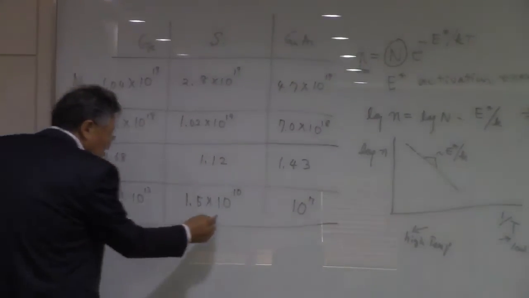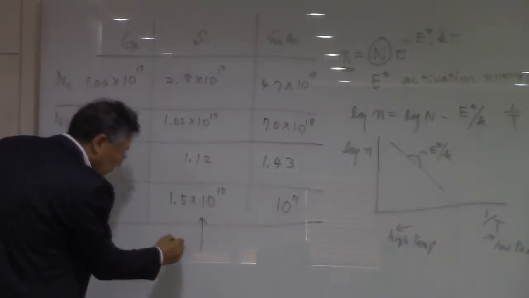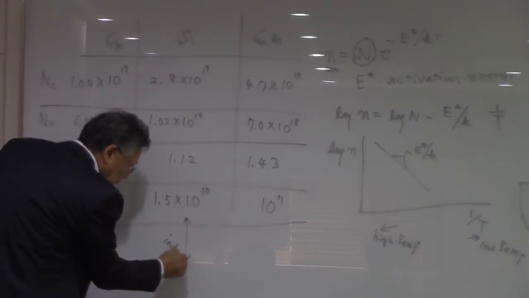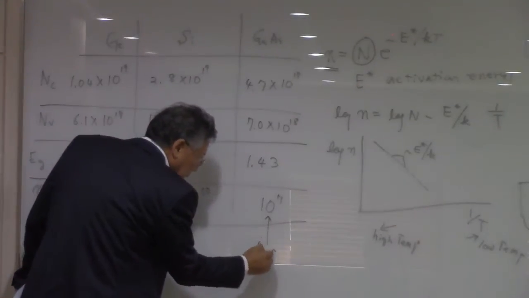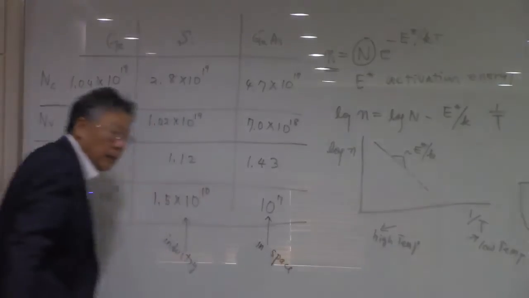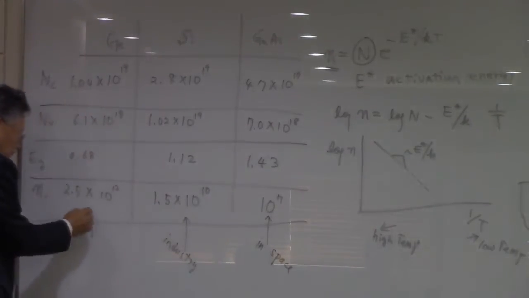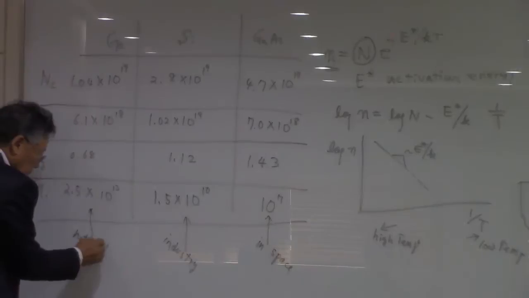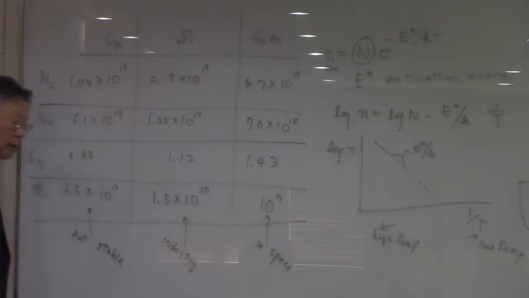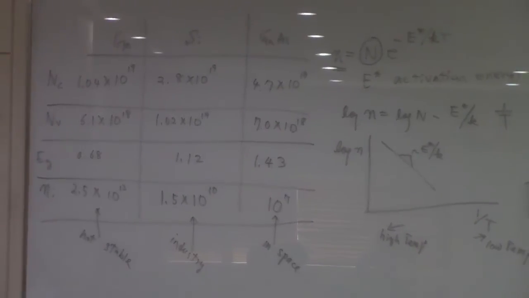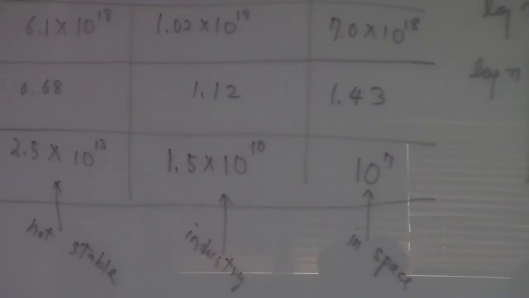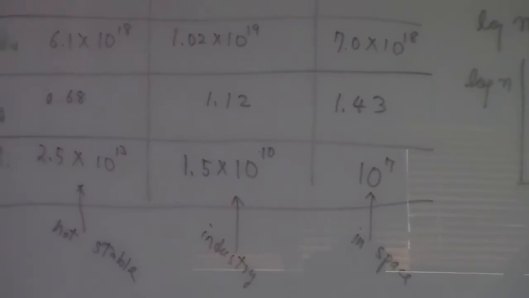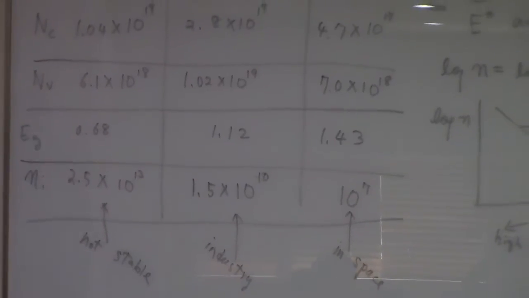So, currently, this is the most important in the industry. And this is very important in space. And this is not stable, sensitive to the environment. So, even though germanium was the first semiconductor invention in 1949, nobody is using germanium as a semiconductor these days.